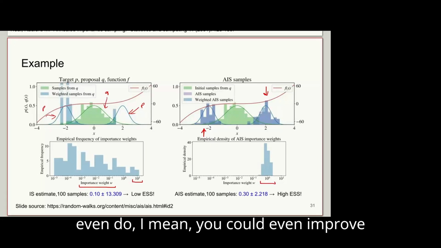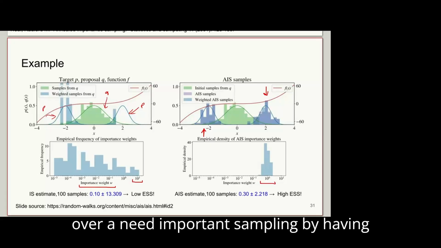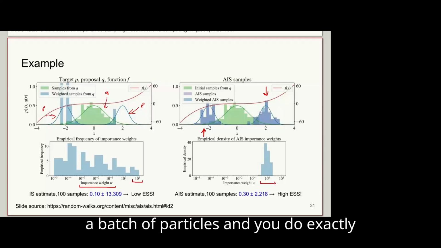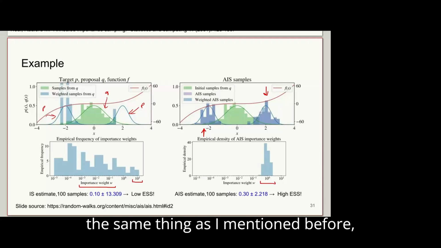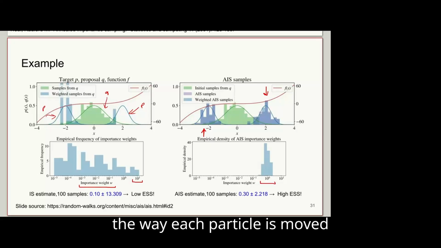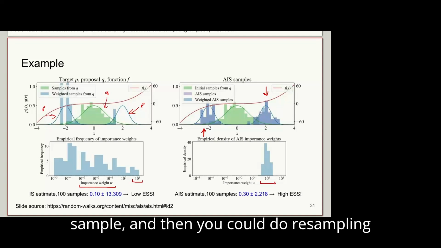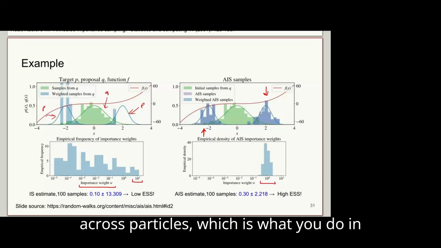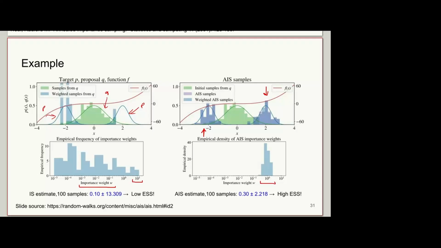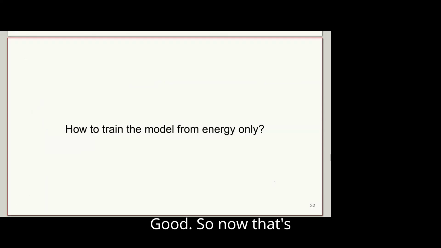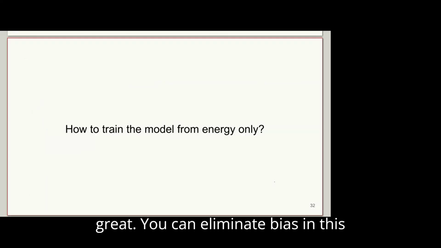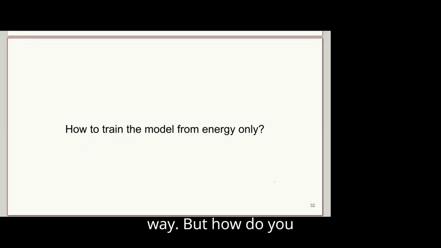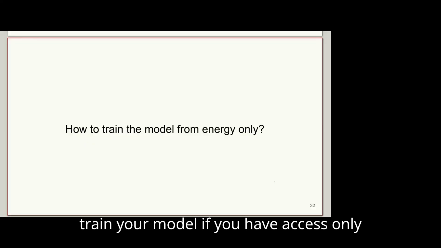You could even improve over annealed importance sampling by having a batch of particles, and you do exactly the same thing as I mentioned before, where each particle is moved forward by doing this combination of MCMC and reweighting the sample, and then you could do resampling across particles, which is what you do in sequential Monte Carlo. Good. So now that's great. You can eliminate bias in this way, but how do you train your model if you have access only to energies?